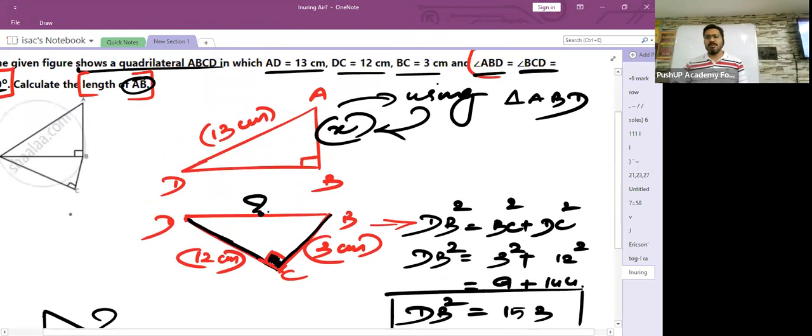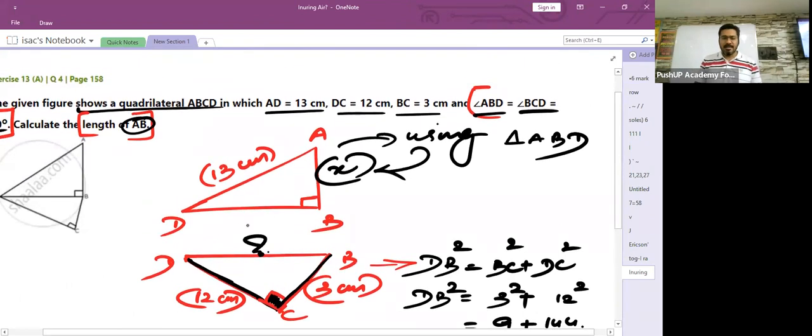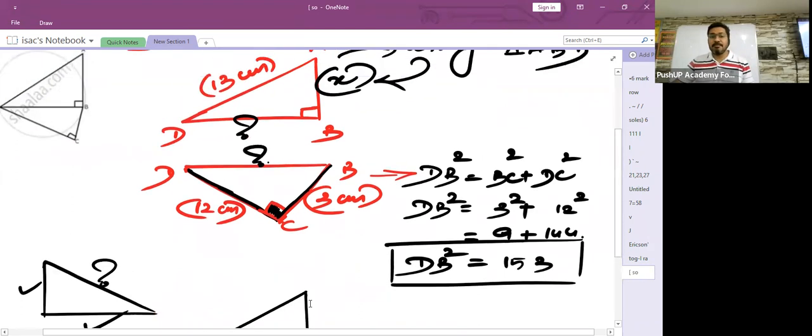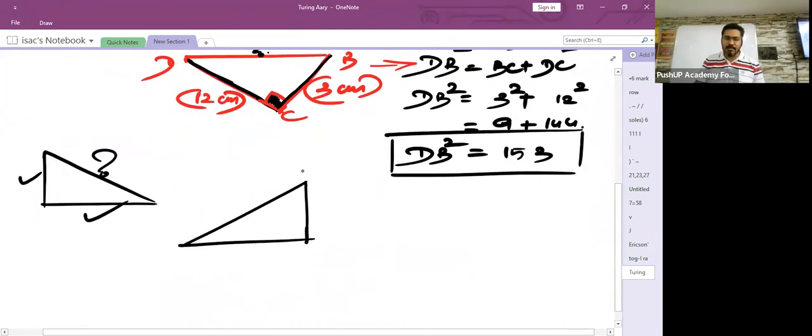Okay, so here, what is missing? What is missing is DB. So let us find what is DB. Children, let me ask you something. DB square is equal to 153, already got, isn't it? Now, for the first right angle triangle, ABD.